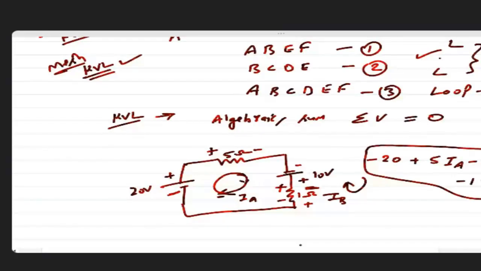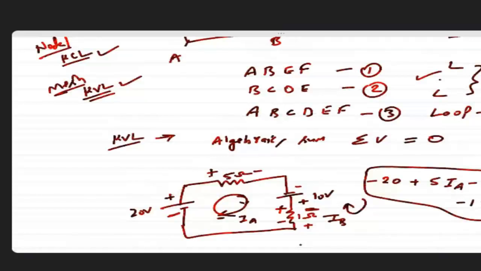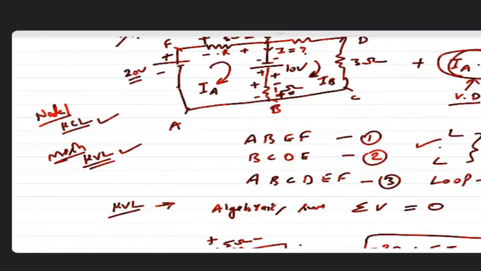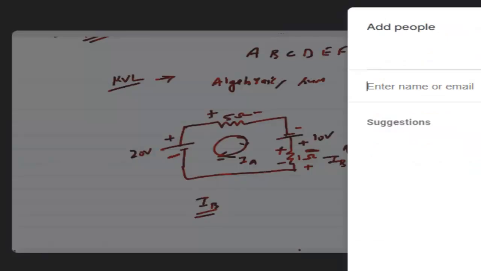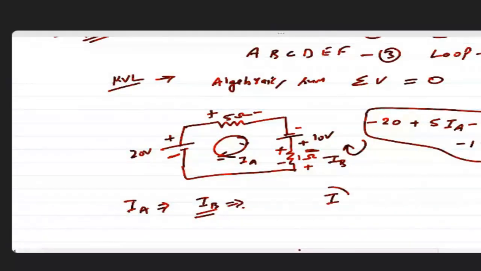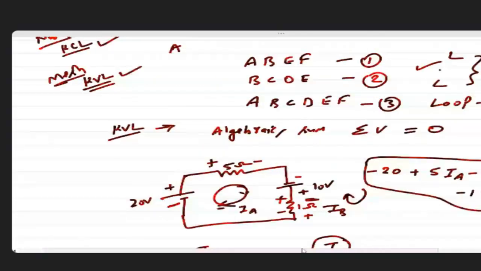Similarly, for mesh number 2 you have to write equation number 2, and after writing these two equations you will have two equations and two unknowns, IA and IB. I am not writing for mesh 2; we will see that later. Assume you have IA and IB both, and you have to find out the value of I. Now you will tell me the answer.